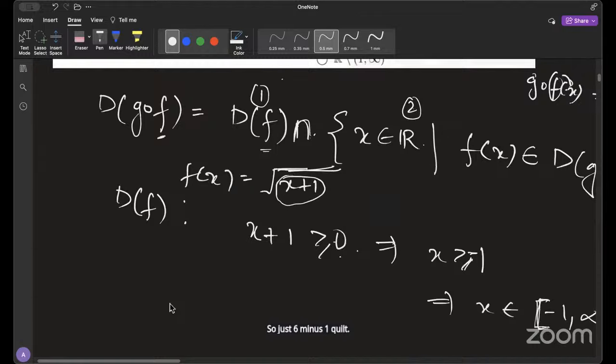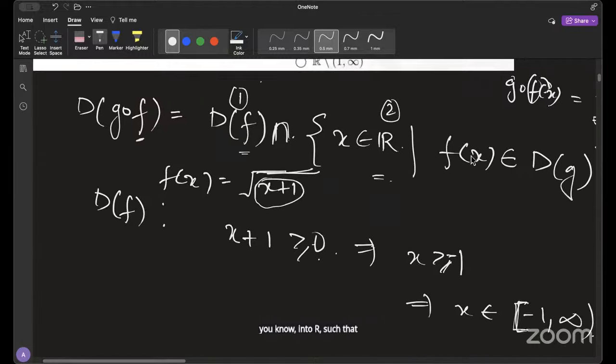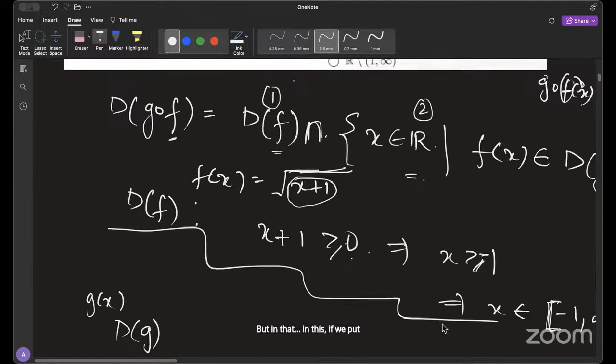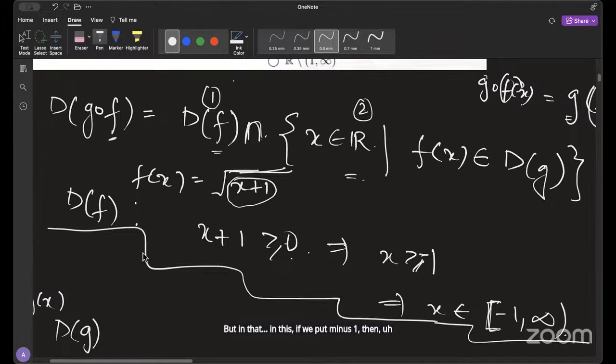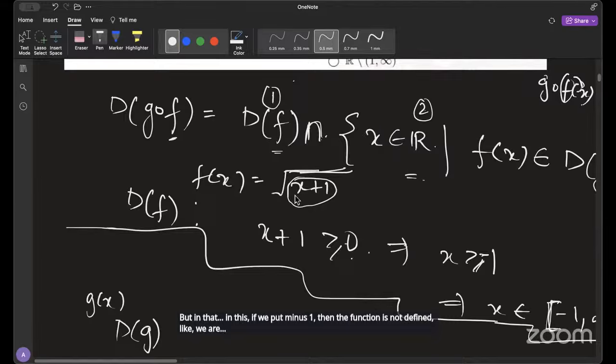Then coming to the second part, which is this set. It's x belonging to R such that your function f(x) should be in the domain of g. Let's just first find the domain of g. But in this, if we put -1, then the function is not defined, like we agree. Why? If you put -1 here, you'll get 0. Square root of 0 is 0.